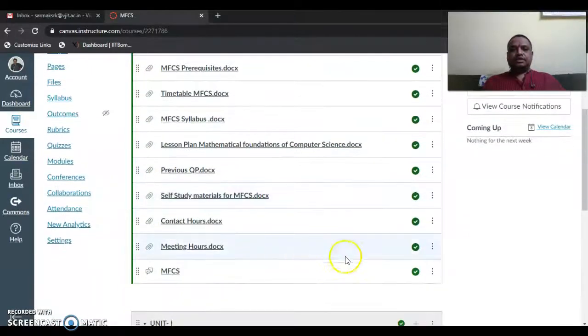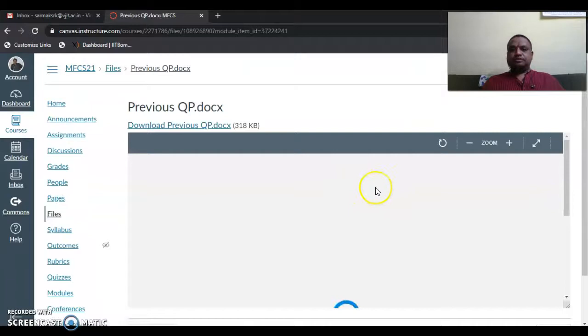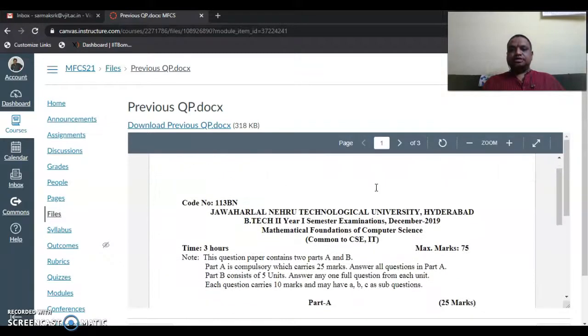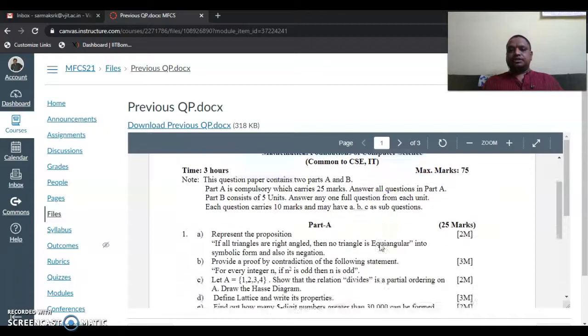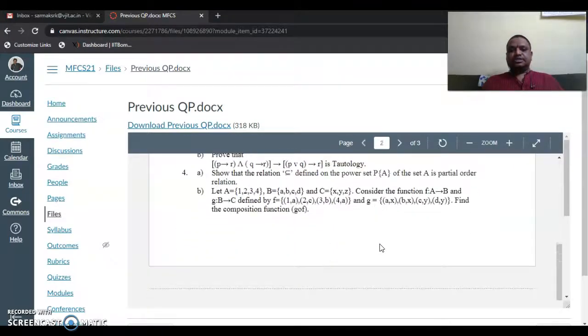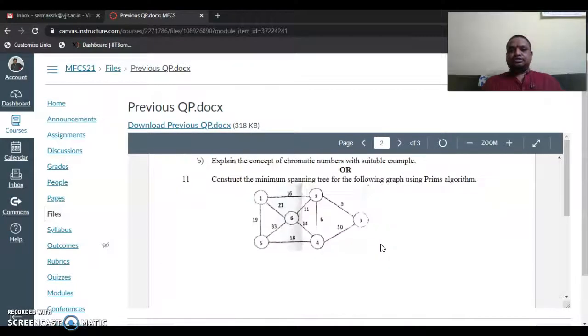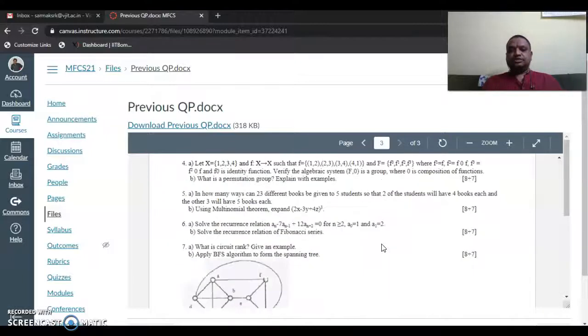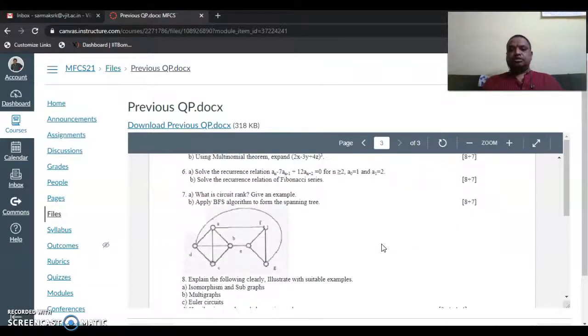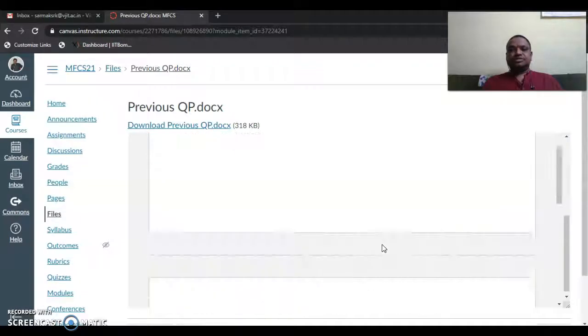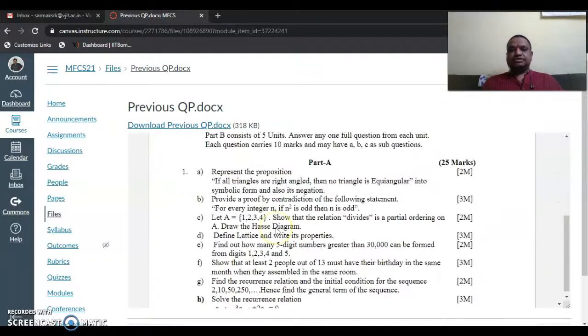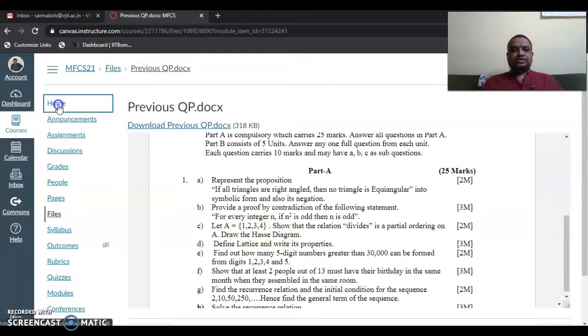And coming to some of the previous question papers. These are the previous semester question papers conducted by the Jawaharlal Nehru Technological University in Hyderabad, the previous semester examinations. These also I kept for the students' reference, so they can see what the question paper model is and how the questions are going to be asked from this subject. All these things we have kept for the students' reference.